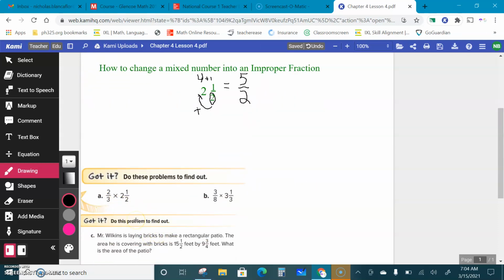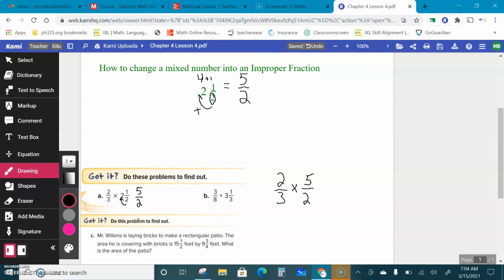You have 2/3 times 2 and 1/2. So let's write down 2/3 times 2 and 1/2. Let's do that again. 2 times 2 is 4, 4 plus 1 is 5, so we now have 5/2. It's never going to be 5/2 all the time. This just so happened to be the same mixed number that we worked with up top. Now we're going to rewrite 2 and 1/2 as 5/2.